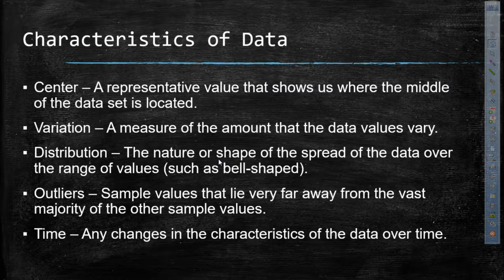Outliers, sample values that lie very far away from the vast majority of the other sample values. Time, any changes in the characteristics of the data over time. So these are the characteristics of the data we'll be studying in this chapter.